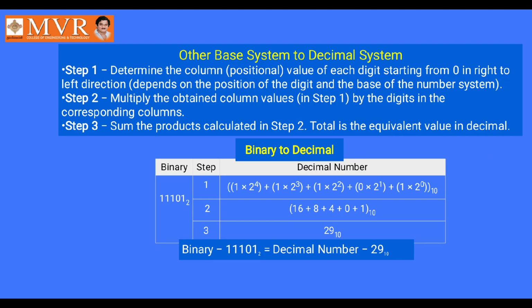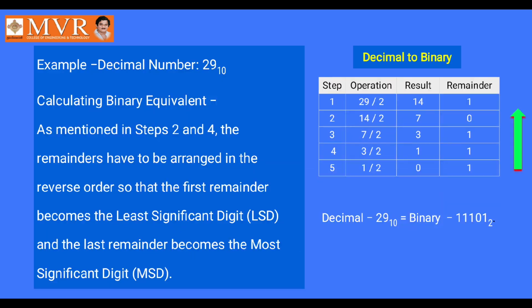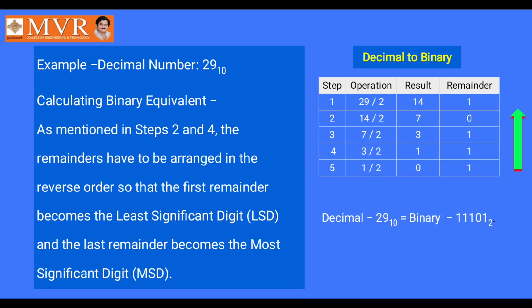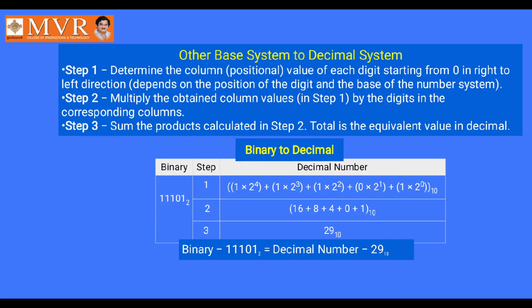Now let us discuss the second category of your table: other base system to decimal. We have discussed decimal to other base systems. Now in the second part, other base system to decimal, we will check it out. There are three base systems: binary, octal, hexadecimal. First you see binary. Previously, when we tried to convert decimal to other, what did we do?